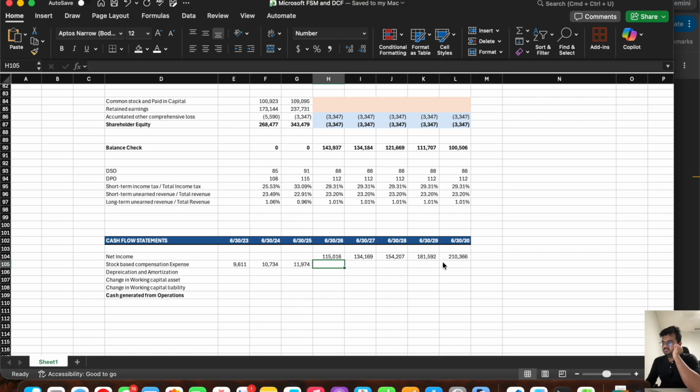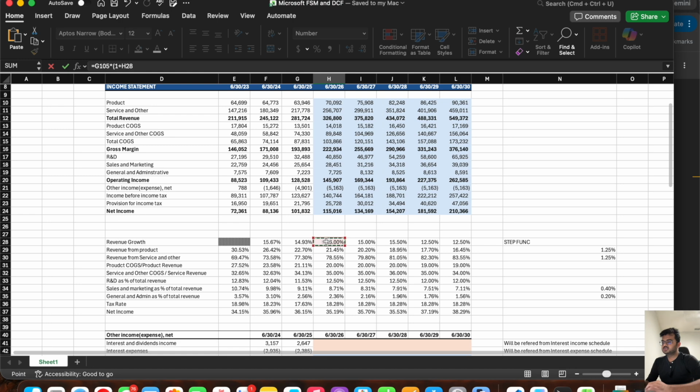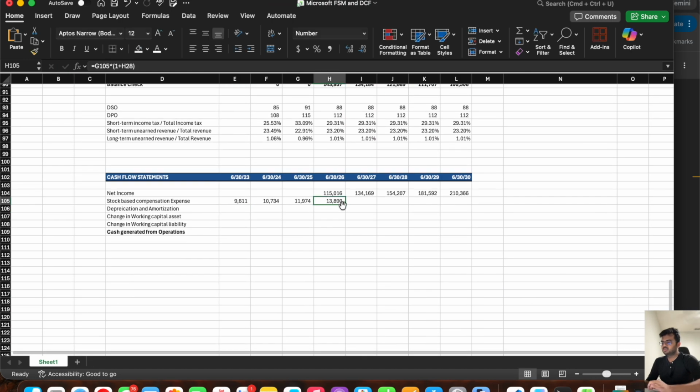Most likely the stock based compensation, at least for the small scale companies, will be tied with how the company performs, how much revenue they make, and how much net income they generate. For this, I'm going to take that the stock based compensation is going to grow in line with the revenue growth. So I'm going to take that assumption and put it here.